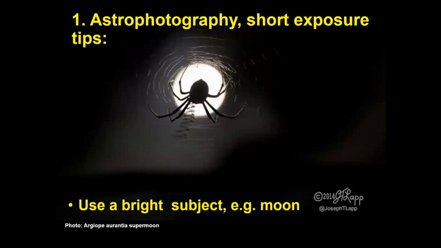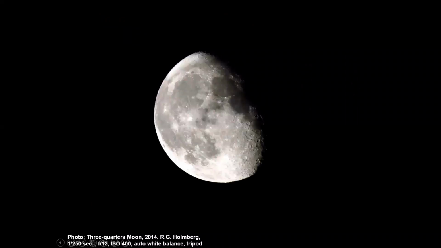So one of the things is you can use a bright subject such as the moon, and you can use the moon to get an image such as this spider web with the moon in the background to light it. Here's a photograph of the moon itself.